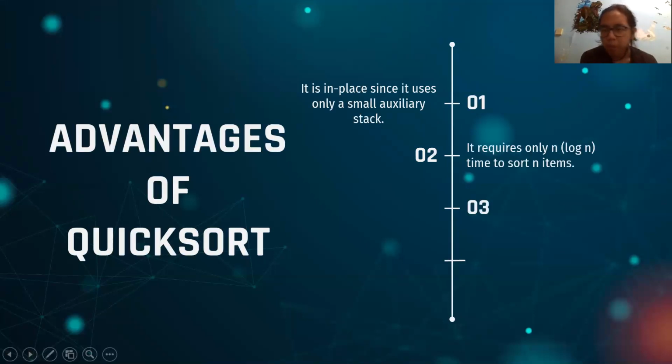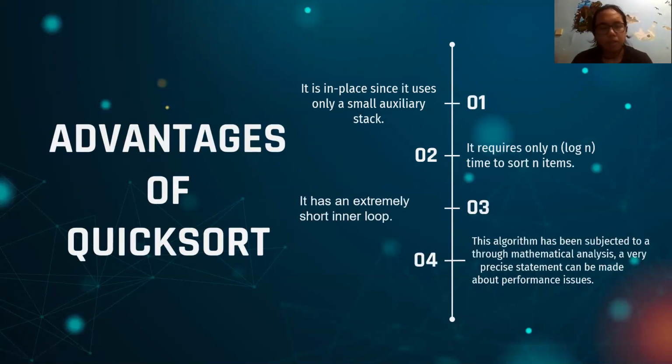Next. The advantages of using Quicksort. First, it is in place since it uses only small auxiliary stacks. The second one is it requires only n log n time to sort n items, which means it's relatively efficient. The third, it has an extremely short inner loop. The fourth is this algorithm has been subjected to a thorough mathematical analysis. A very precise statement can be made about performance issues.